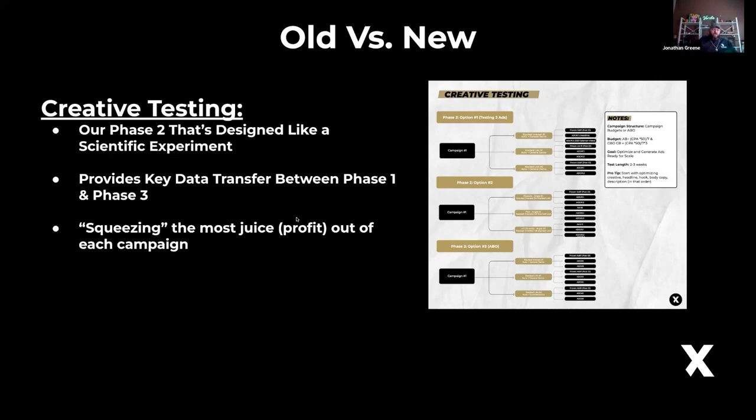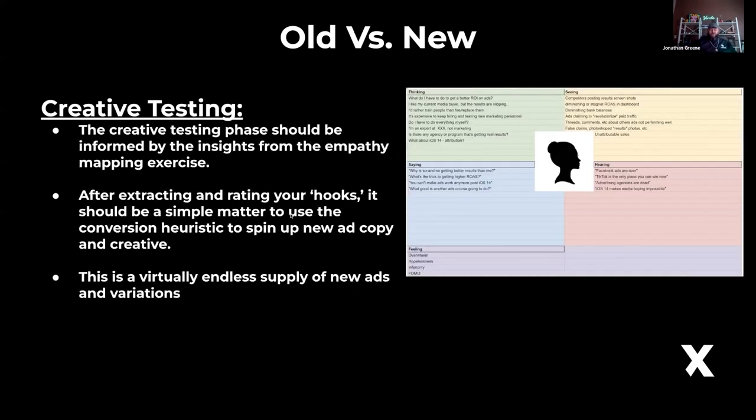Our phase 2 is also designed like a scientific experiment. We control absolutely as many variables as we can control in the process, understanding that some of this is done algorithmically, and there's always going to be something of a sampling bias for all of you real data nerds. I know, I get it, okay, I'm with you. But we control as many variables as we can control. And ultimately, it's about squeezing the most juice, and by juice, we usually mean profit, out of each campaign. So let's hit the next slide. Again, you don't need to scrutinize that little slide too much.